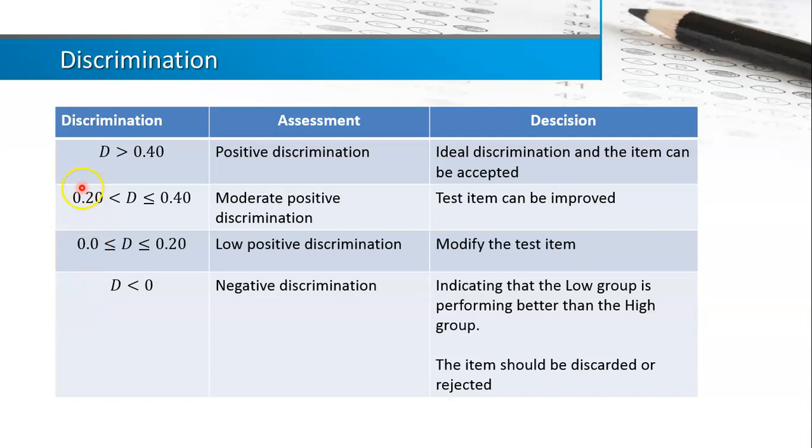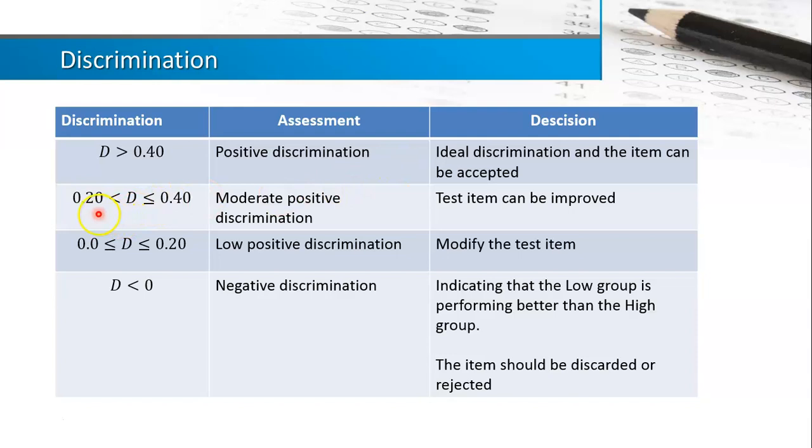Okay, for each item, this is some of the decision. We can use the index score. For D more than 0.5, we can say that this is positive discrimination, so it is an ideal discrimination. And this kind of item we can keep and put in the item bank for future reuse or remodification.